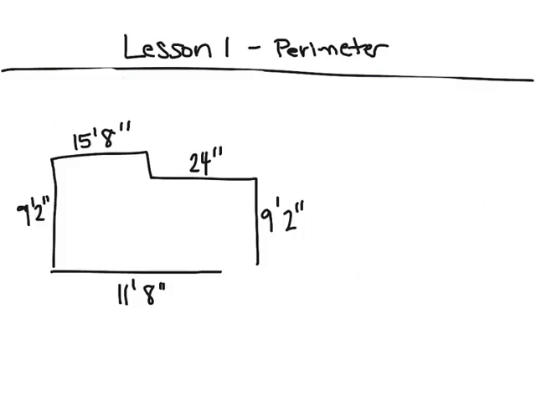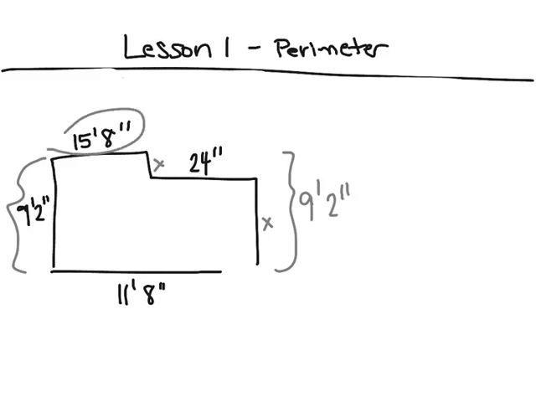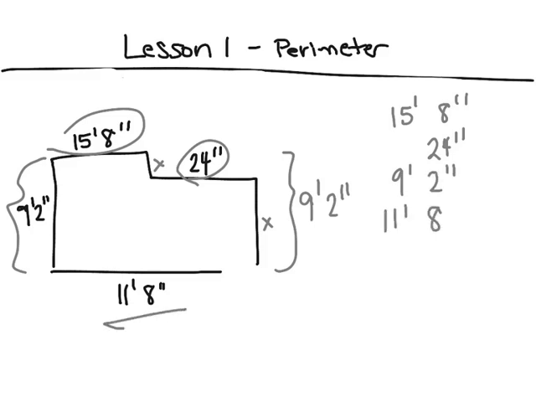Okay, for the last one, we want to find the perimeter of this shape. When you have feet and inches, you want to add up all your feet and add up all your inches. First, we don't know what that side is, but if we add this side and this side together, they'll be the same as this side. So it'll be 9 feet, 2 inches. So we're going to add first 15 feet, 8 inches, plus 24 inches, plus 9 feet, 2 inches, plus 11 feet, 8 inches, plus 9 feet, 2 inches.